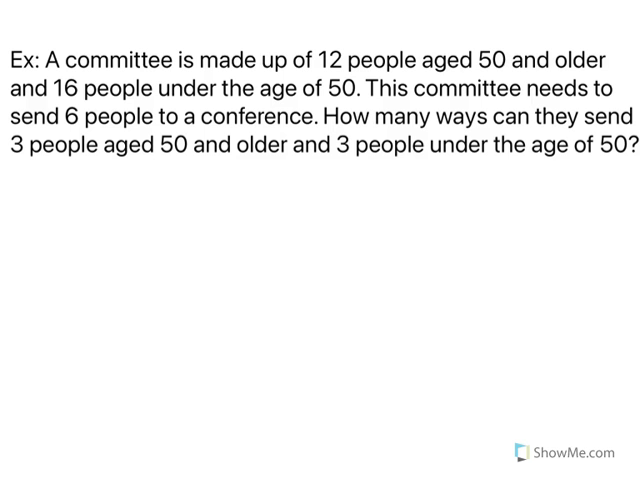That's exciting. A committee is made up of 12 people aged 50 and older and 16 people under the age of 50. The committee needs to send 6 people to a conference. How many ways can they send 3 people aged 50 and older and 3 people under the age of 50? So this is like a combo question. We're saying, okay, out of 12 people, we want to choose 3, because again, we don't care what order they're in. And out of 16 people, we want to choose 3. Because we're taking the 50 and older population, we want 3 of them, and then the under 50 population, we want 3 of them.